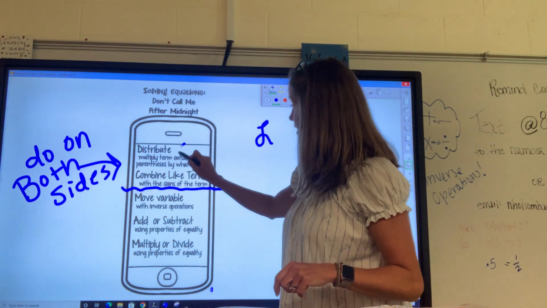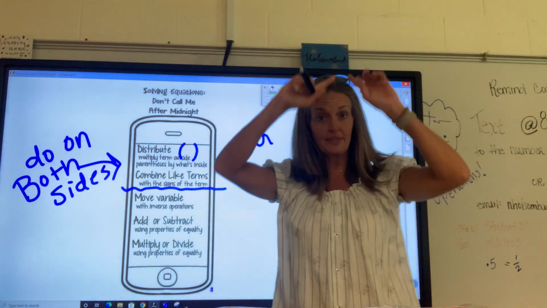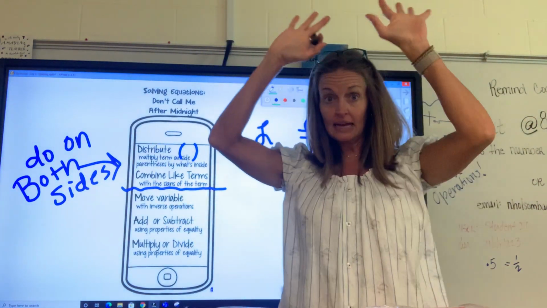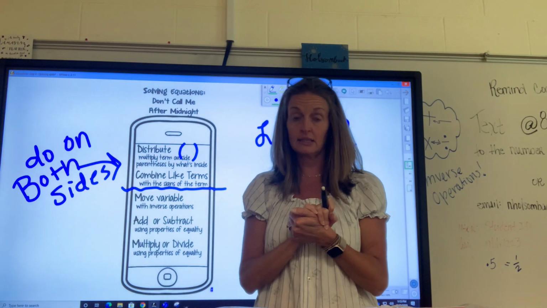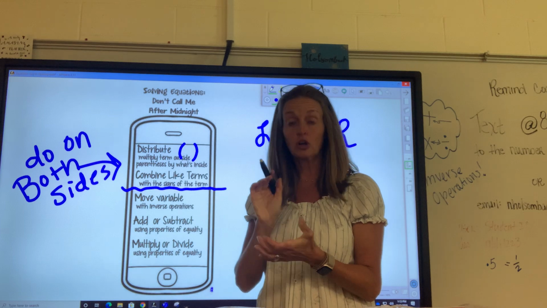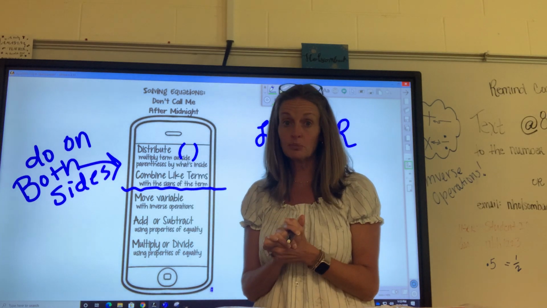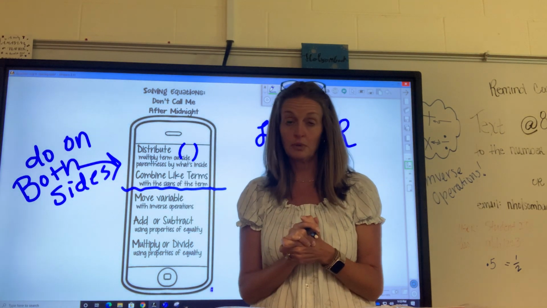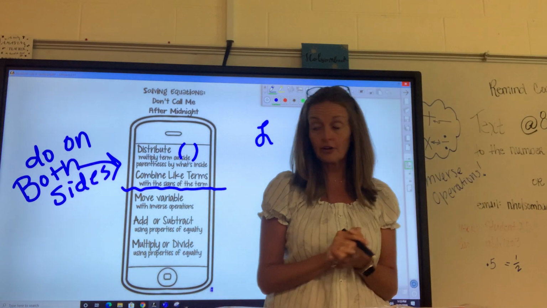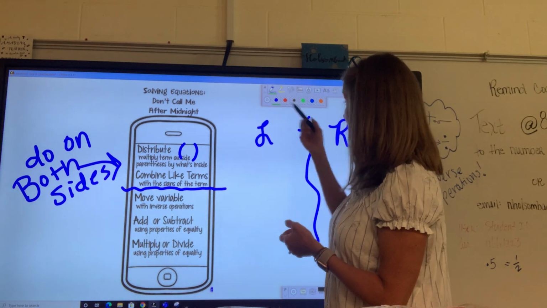So I like to say distribute. When I see parentheses, that indicates, Nikki, you must do distributive property before you do anything else. Go take that number standing outside the parentheses and take it inside and multiply with everything in there. Once that multiplication is taken care of, you are then going to combine like terms.